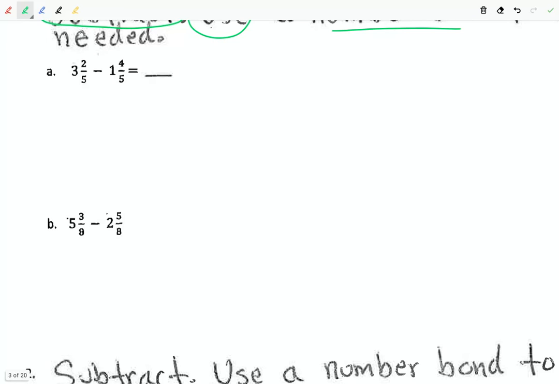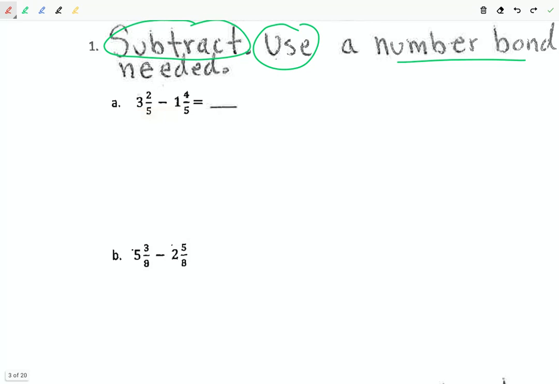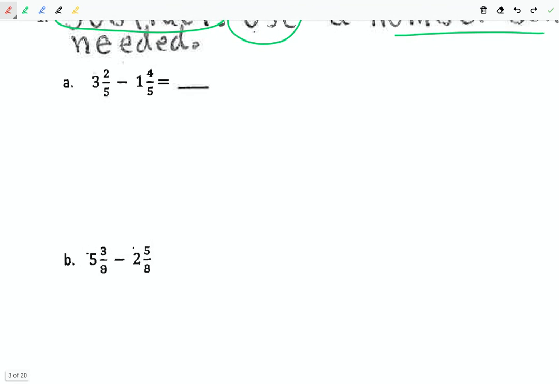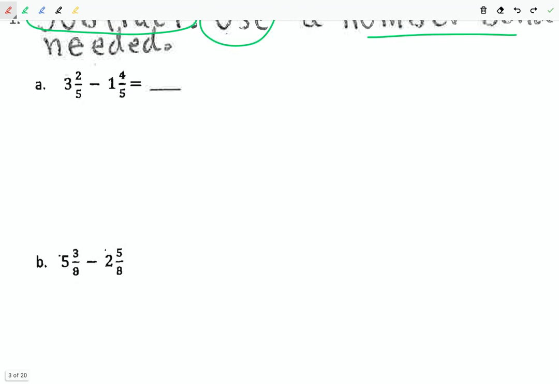Let's check the whole numbers here. Can I subtract 3 minus 1? Yes, I can because 3 is bigger than 1. But then, can I subtract 2/5 minus 4/5? No, that is not possible because 2 is smaller than 4. So I don't have enough to subtract. So because of that, we're going to need to use a number bond, okay? To borrow a whole from 3 and make 2/5 a bigger fraction, so that we can subtract the 4/5.